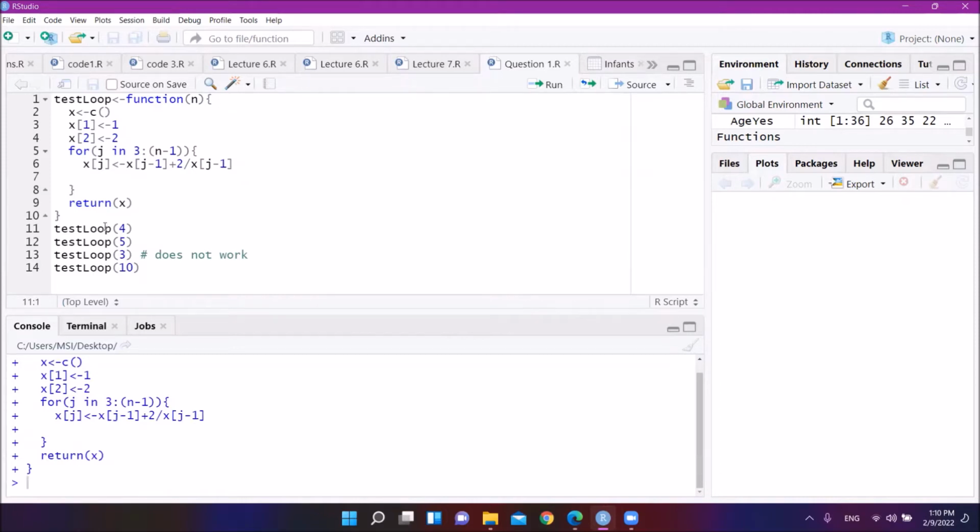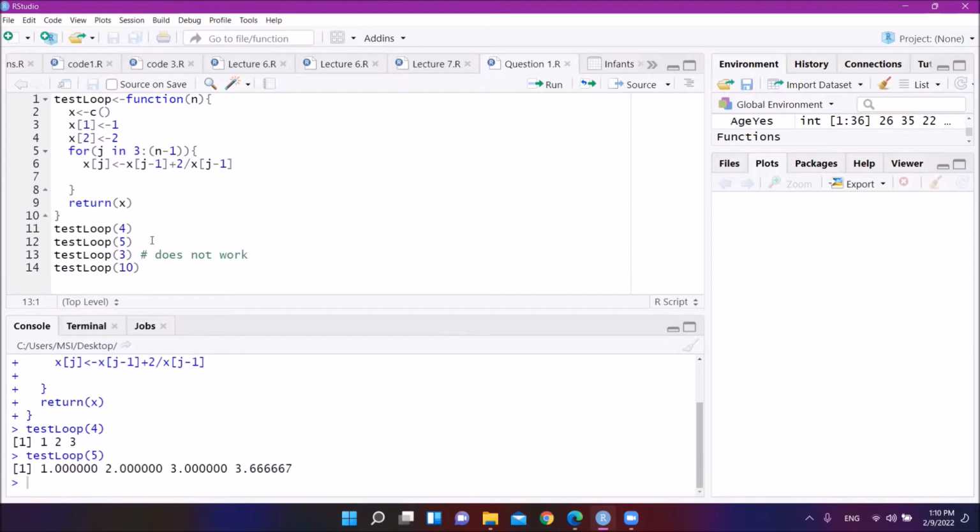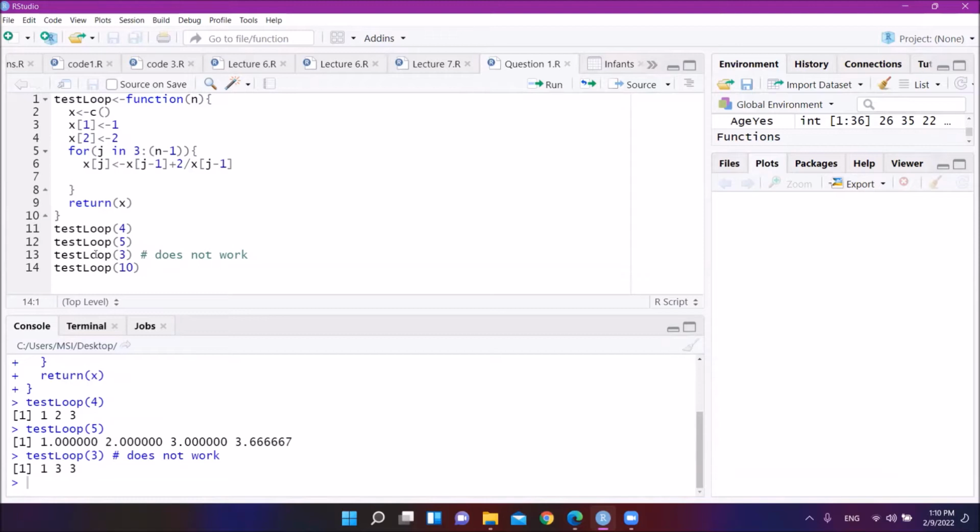When we were testing this code and gave n equal to 4, we got this answer. The first term is 1, the second term is 2, the third term is 3. That's okay. For 5, yes, we are getting some answers. But when we give this one, test loop 3, it gives something really odd, right? Because we know the second term is fixed, it's anyway 2. So why are we getting 3? That was the issue. That is happening just because of this for loop.